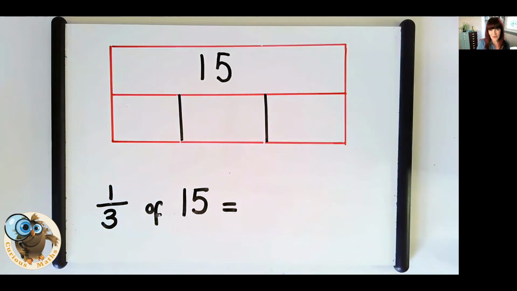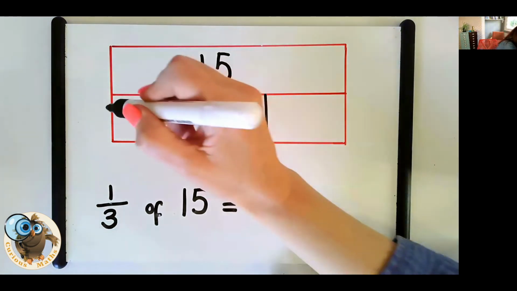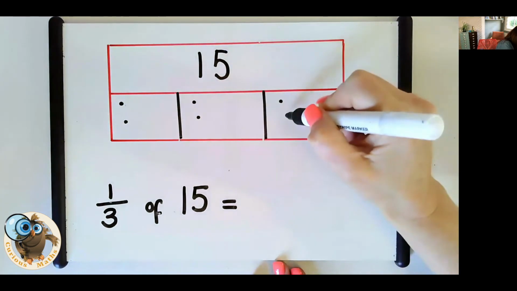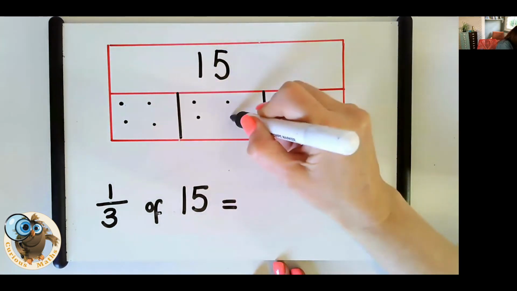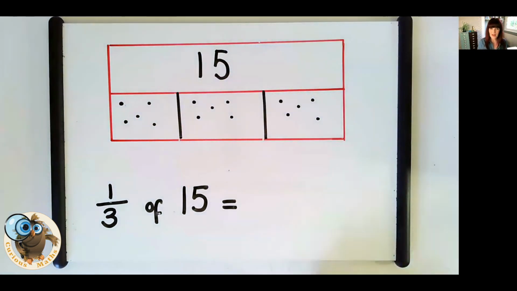In school, I might start this with counters. I might put this on a big piece of A3 paper and give the children some counters to represent the 15. But actually it can be drawn just as well. And this is how we would do it. We take our 15 and we're going to divide it into the 3 parts. 1, 2, 3, 4, 5, 6, 7, 8, 9, 10, 11, 12, 13, 14, 15. I've shared my 15 equally.